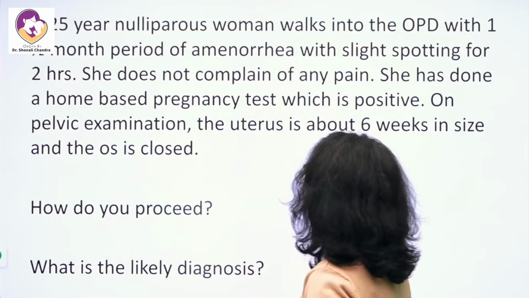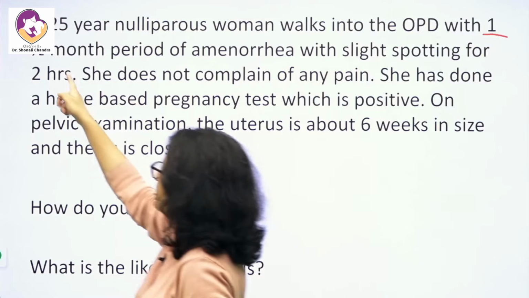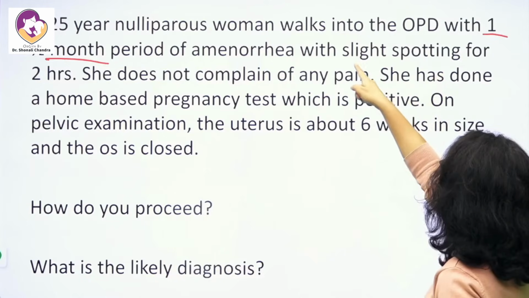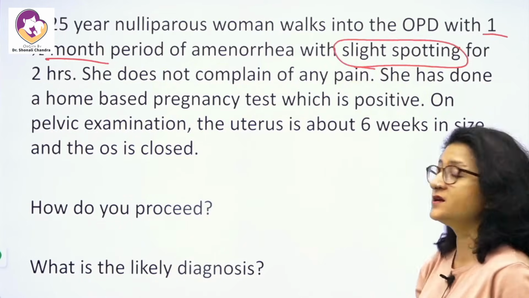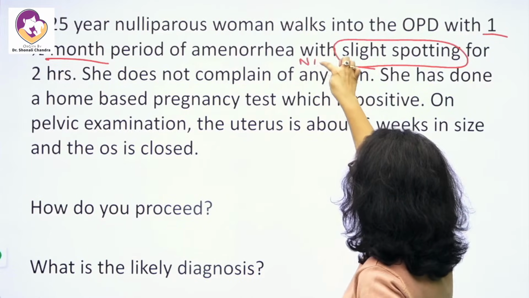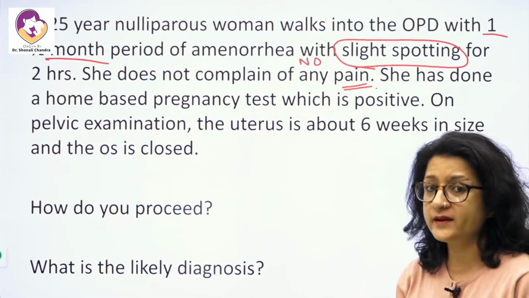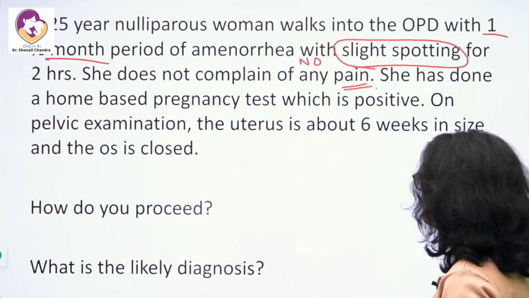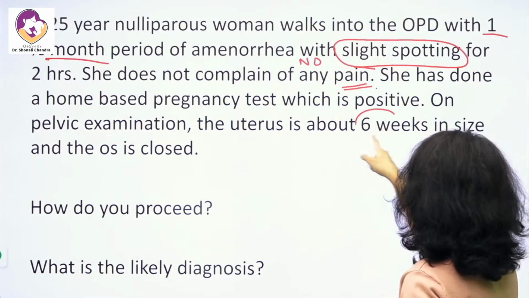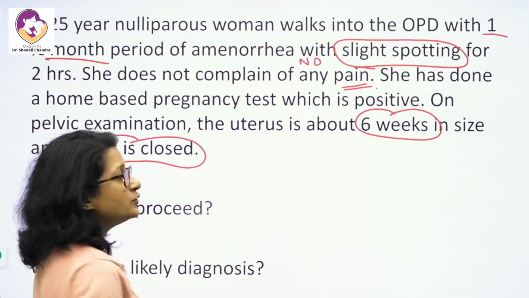There's a 25-year-old nulliparous woman who walks into the OPD with a 1.5 month period of amenorrhea, and she has bleeding. Actually, there's just slight spotting for the past 2 hours. She does not complain of any pain, so there is no pain. She has done a home-based pregnancy test, and we know that she is pregnant because the urine pregnancy test must be positive. And on pelvic examination, the uterus is found to be about 6 weeks in size and the os is closed. So how do you proceed?